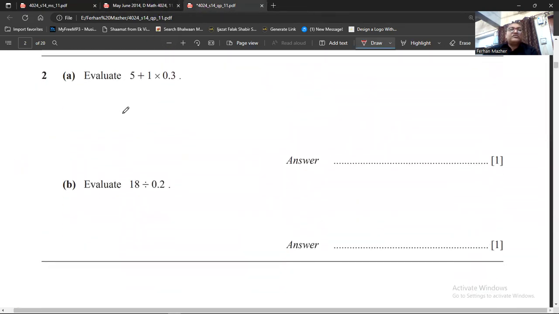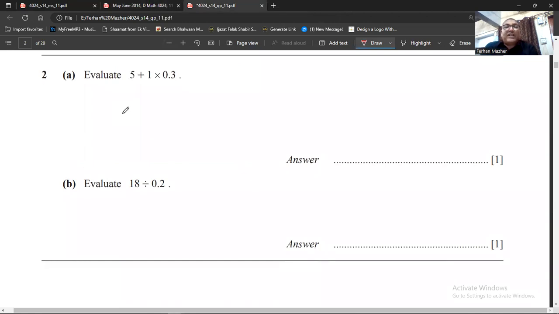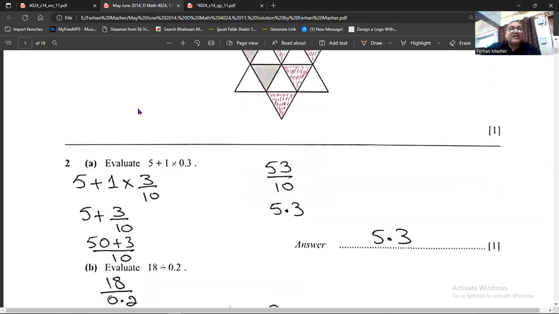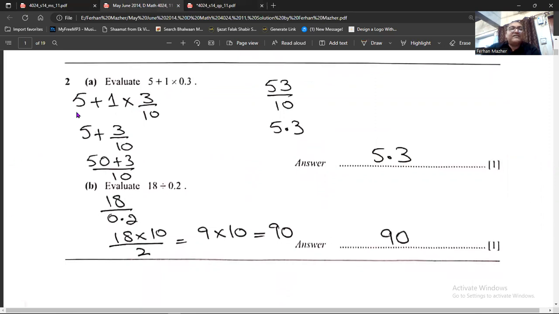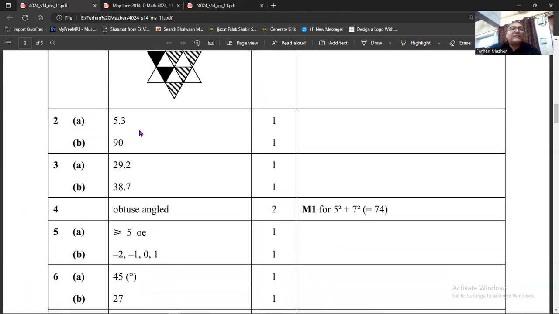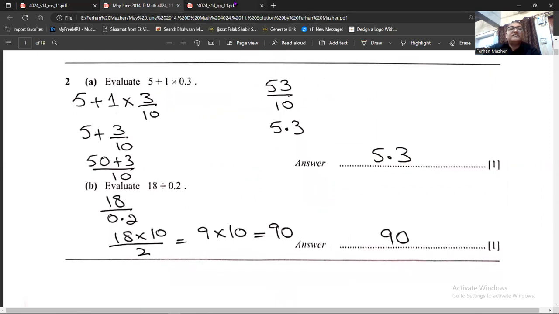Okay, question number 2, A part. He says evaluate 5 plus 1 multiply 0.3, use BODMAS. First of all, the multiplication will be done. I will remove this decimal sign. So you can see here 5 plus 1 multiply 3 by 10. So it will be 5 plus 3 by 10. The LCM is 10, so it will be 50 plus 3. So that's 53 by 10, that is 5.3. So 5.3 is the answer, this is the solution.